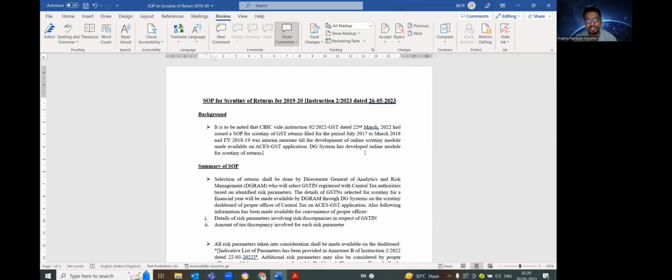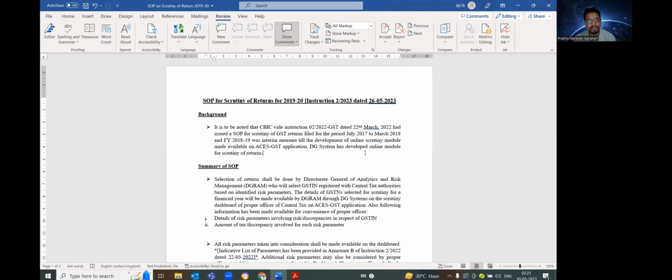Now the summary of the SOP is given as follows. The returns shall be selected by the Director General of Analytics and Risk Management, also known as DGARM, who will select the GSTNs registered with central tax authorities based on identified risk parameters. The details of GSTNs selected for scrutiny for a financial year will be made available by DGARM through DG Systems on the scrutiny dashboard of the proper officer of central tax.